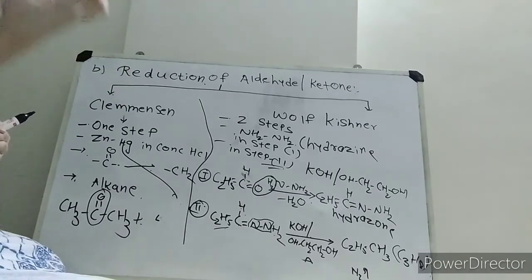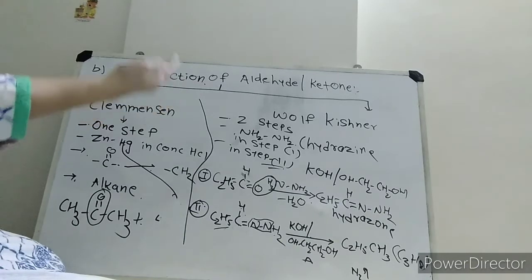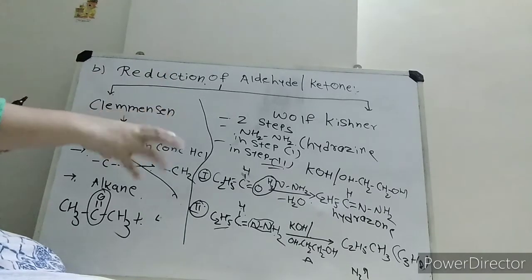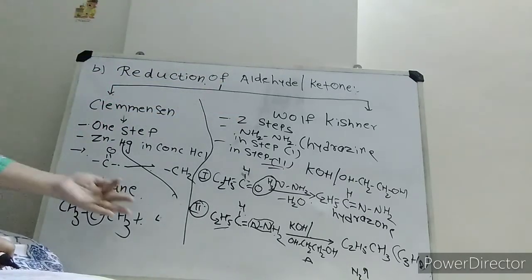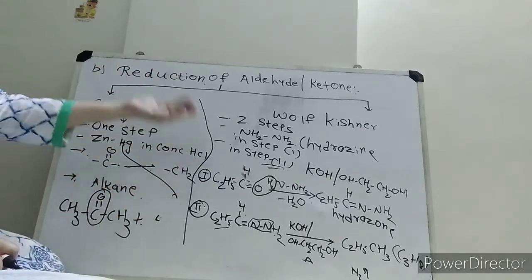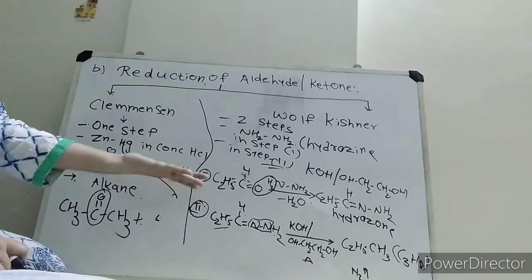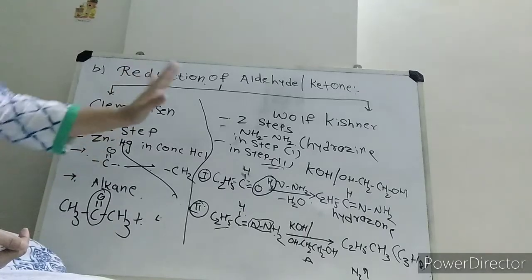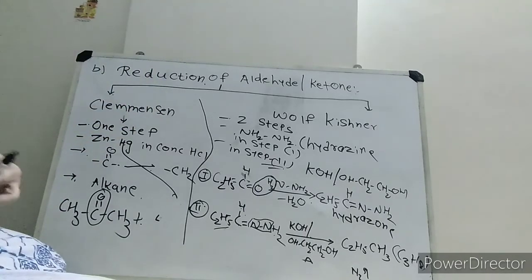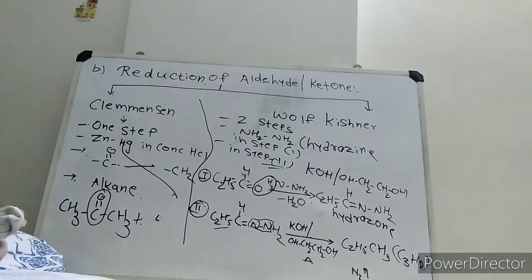In the case of the aldehyde, C double bond O, that oxygen combines with the two hydrogens of the hydrazine, so there is removal of a water molecule to form the hydrazone. That hydrazone is again heated with KOH and ethylene glycol to form the alkane by the removal of nitrogen gas. This is the Clemmensen and the Wolff-Kishner reduction. One more reaction I would like to tell you.